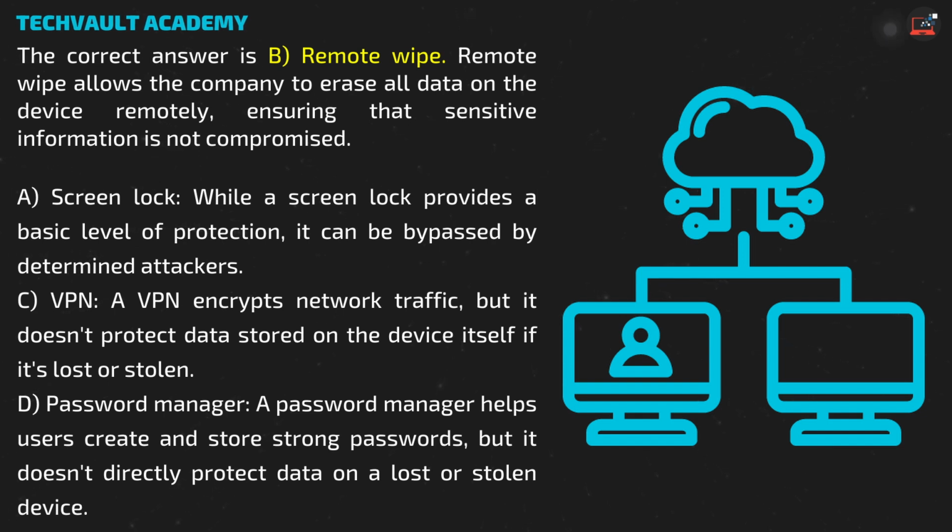C. VPN. A VPN encrypts network traffic, but it doesn't protect data stored on the device itself if it's lost or stolen. D. Password manager. A password manager helps users create and store strong passwords, but it doesn't directly protect data on a lost or stolen device.